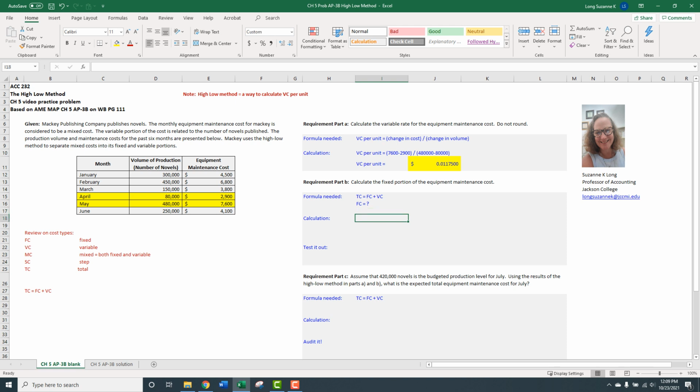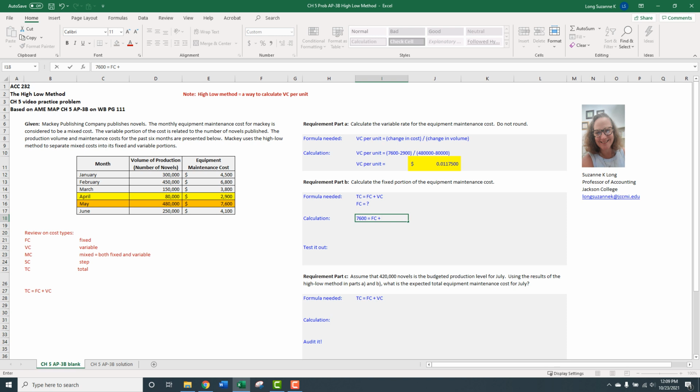And to do this, we're going to apply that total cost equals fixed plus variable, and we're going to use one of these months. It doesn't matter which month. I'm going to go ahead and pick the big month. Whatever you do, just pick one and stick with it, so in this case, we're going to stick with May. Total cost is $7,600. That's the total equipment maintenance cost, and part of it is fixed and part of it is variable. So the total cost is $7,600. I don't know what fixed cost is. That's what I'm solving for. I have no idea what it is, but I'm going to start it based on the 7,600.